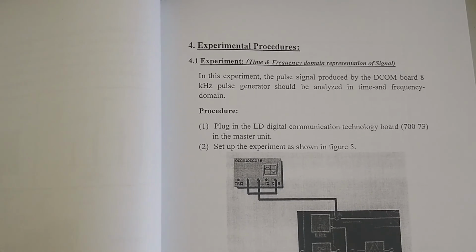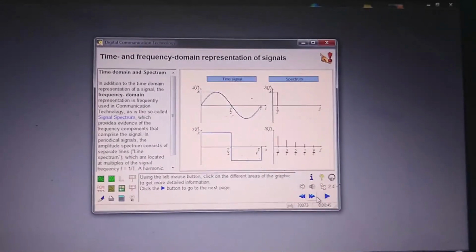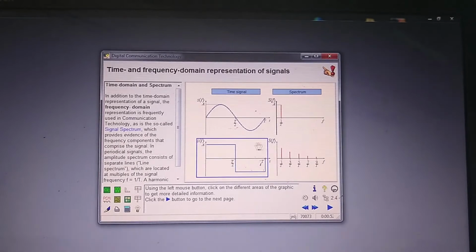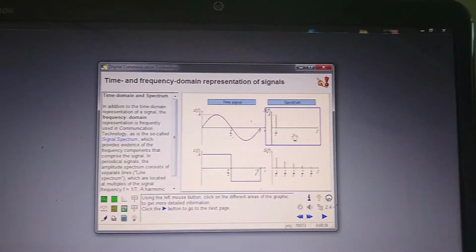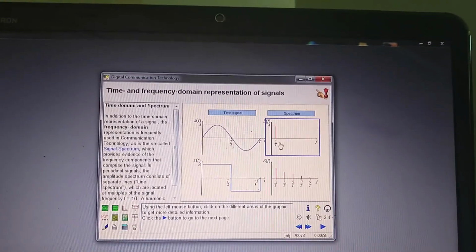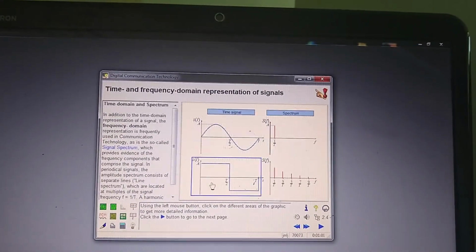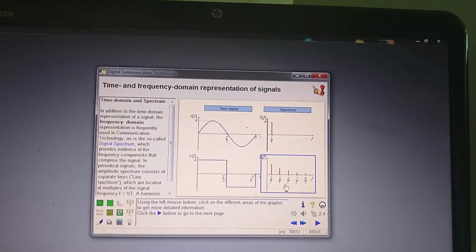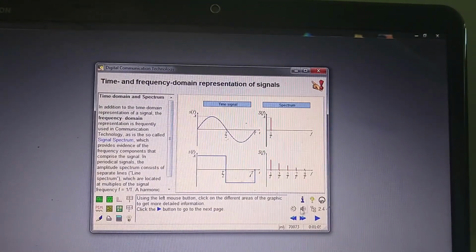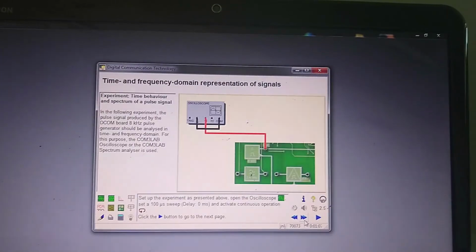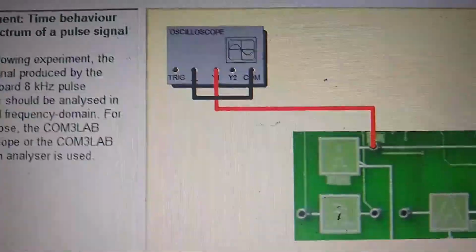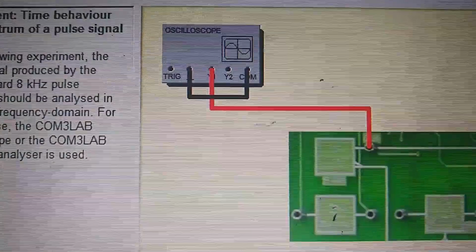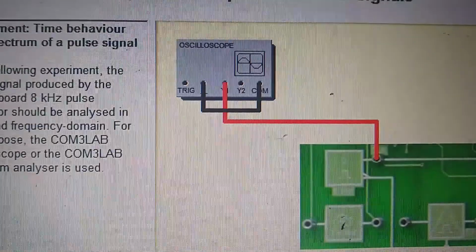Let us start the experiment. You can find the same thing here. This is the time domain representation. This is a pulse, and you have one spectrum at 1 by T. This is a square wave, so you have the spectrum at the odd multiples. Let us make the connection here. You can see this is grounded and we are generating 5 kilohertz.